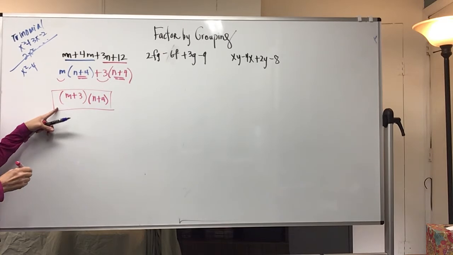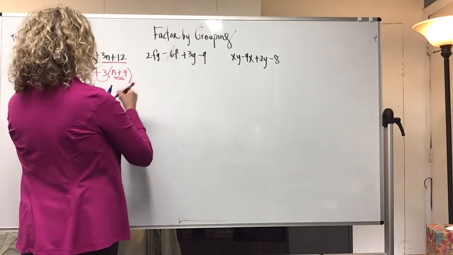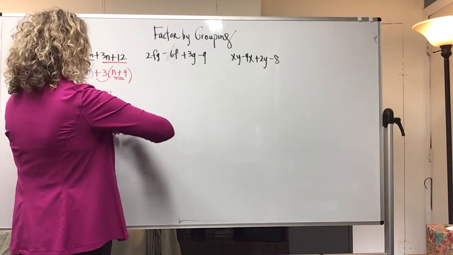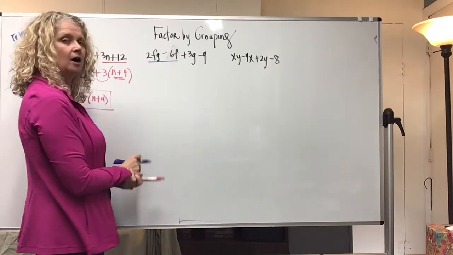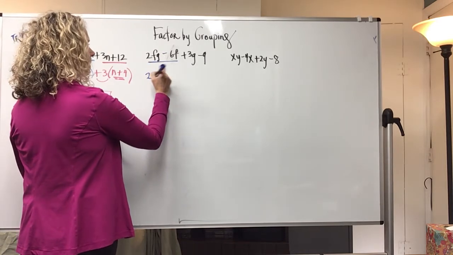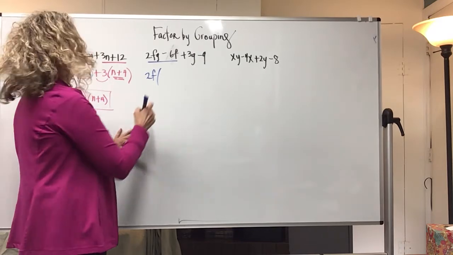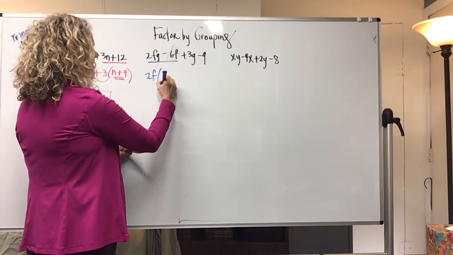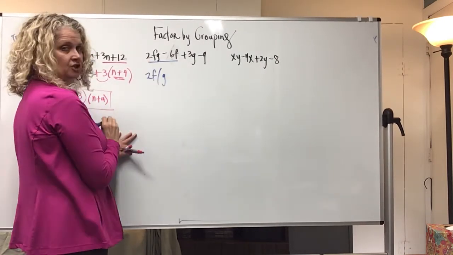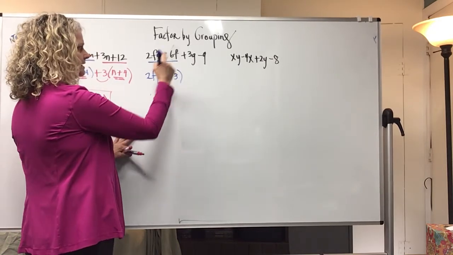And if you were to FOIL this out again, you would get back to the original. Here, we're going to look at the first 2 terms, and we're going to see what we can take out that's in common. And you're going to hopefully notice here, a 2 and a 6 have a 2 in common, and they both have an f that I can factor out. So 2f times g is 2fg. 2f times negative 3 is minus 6f.